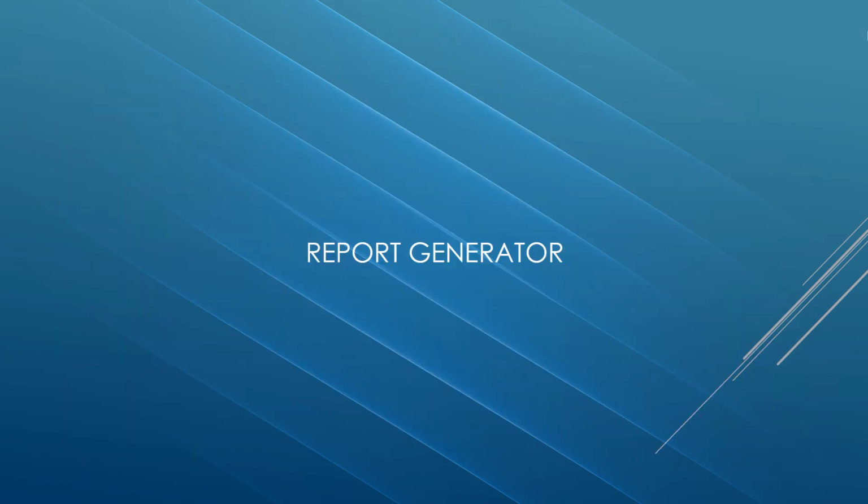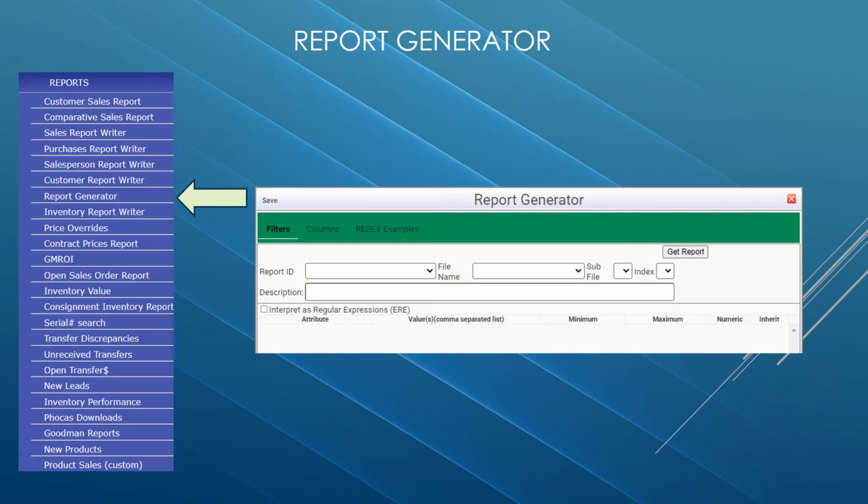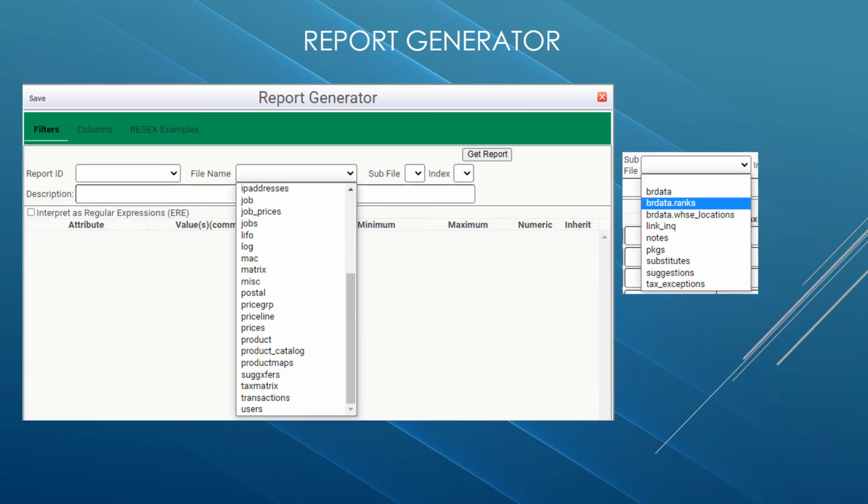The report generator. This tool is used when none of the other reports or report writers will do what you need to do. If this tool can't do it, then it probably can't be done. You start by selecting the file and subfile that you want the data out of. This is where the Tabular File Viewer tool comes in handy to get a map of things ahead of time.